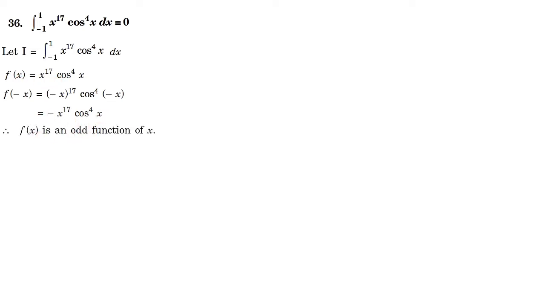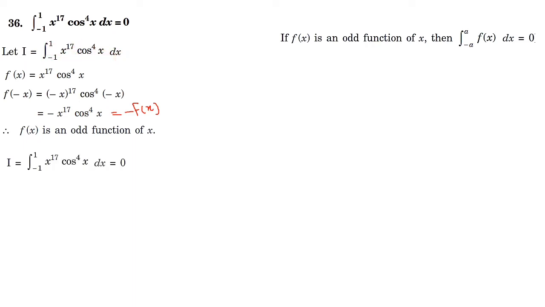If you want, you can write it here: this will be equal to minus f of x. Since we are getting minus f of x, we can say that f of x is an odd function, because f of minus x is equal to minus f of x. We know the property that if f of x is an odd function of x, then integral from minus a to a of f of x dx is 0. Here, integral from minus 1 to 1 of x power 17 cos power 4 x dx, we can write as 0.